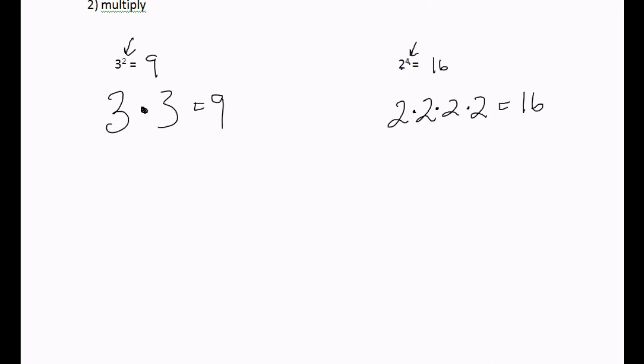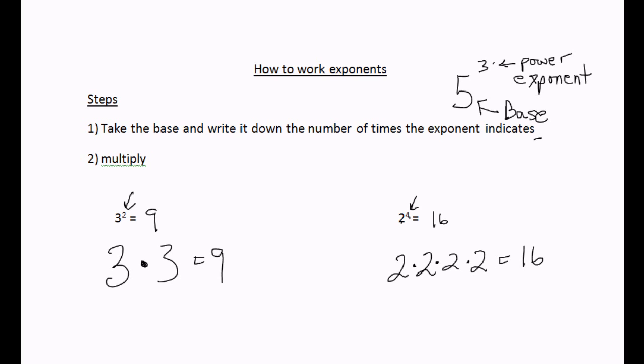These were the steps on how to work an exponent out. You take the base, you write it down the number of times the power indicates. For 3, the power indicates 2, so I write it down twice. Step 2 is you multiply. That's all you do. 2 to the fourth power. Take 2, write it down 4 times, multiply, and you get 16.